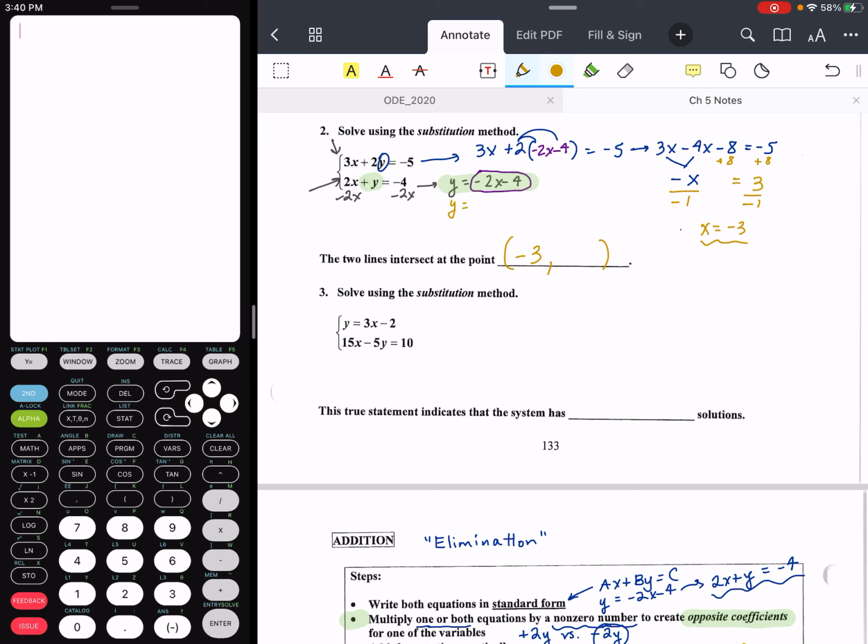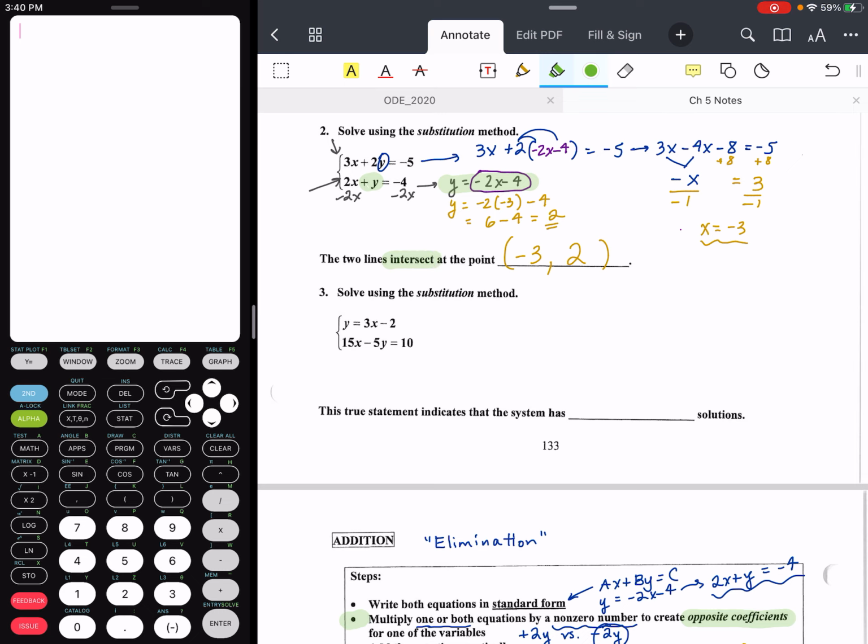So now we have y equals negative 2 times negative 3 for x minus 4, which is positive 6 minus 4, which gives me positive 2. So now I have the ordered pair (-3, 2). And again, graphically, this is where my lines would intersect.